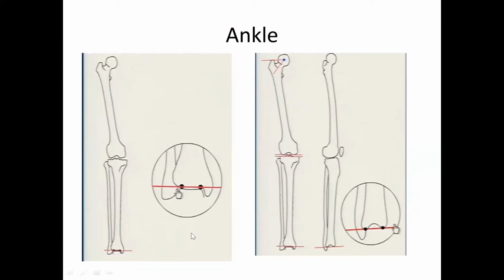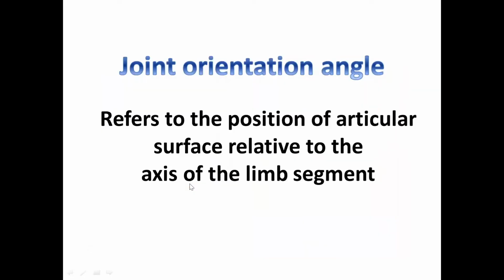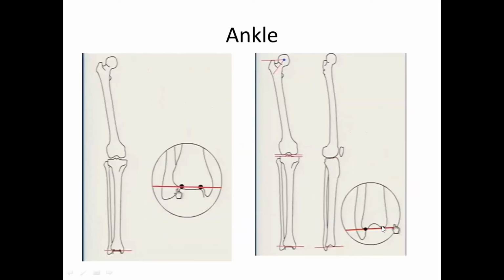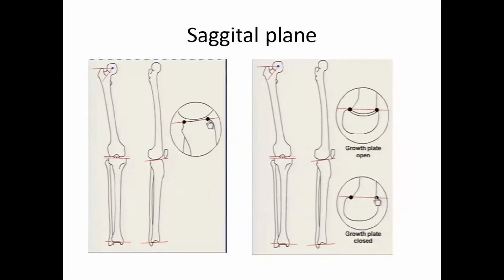In the ankle joint, it is the lowest part of the tibial plafond, the lowest part of the articular surface. And in the lateral view, in the sagittal plane, it is the most prominent part of the lower end of the tibia. So this gives the overall joint orientation of the ankle joint in the sagittal plane.